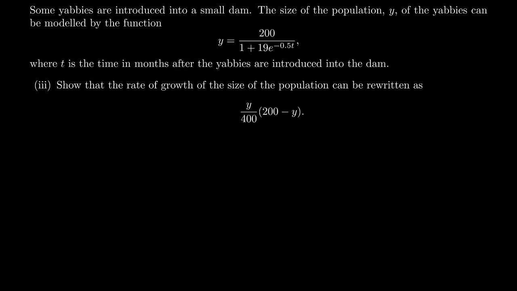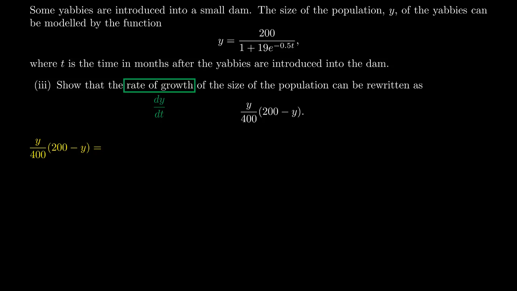Okay. Alright, so the third part says show that the rate of growth of the size of the population can be rewritten as this thing here. Now the rate of growth again is just the derivative, dy dt. But now we did calculate that back in part 1, but we can't go anywhere with that. So the best way to do these questions is to start from that expression y over 400, 200 minus y, because we can work with that.